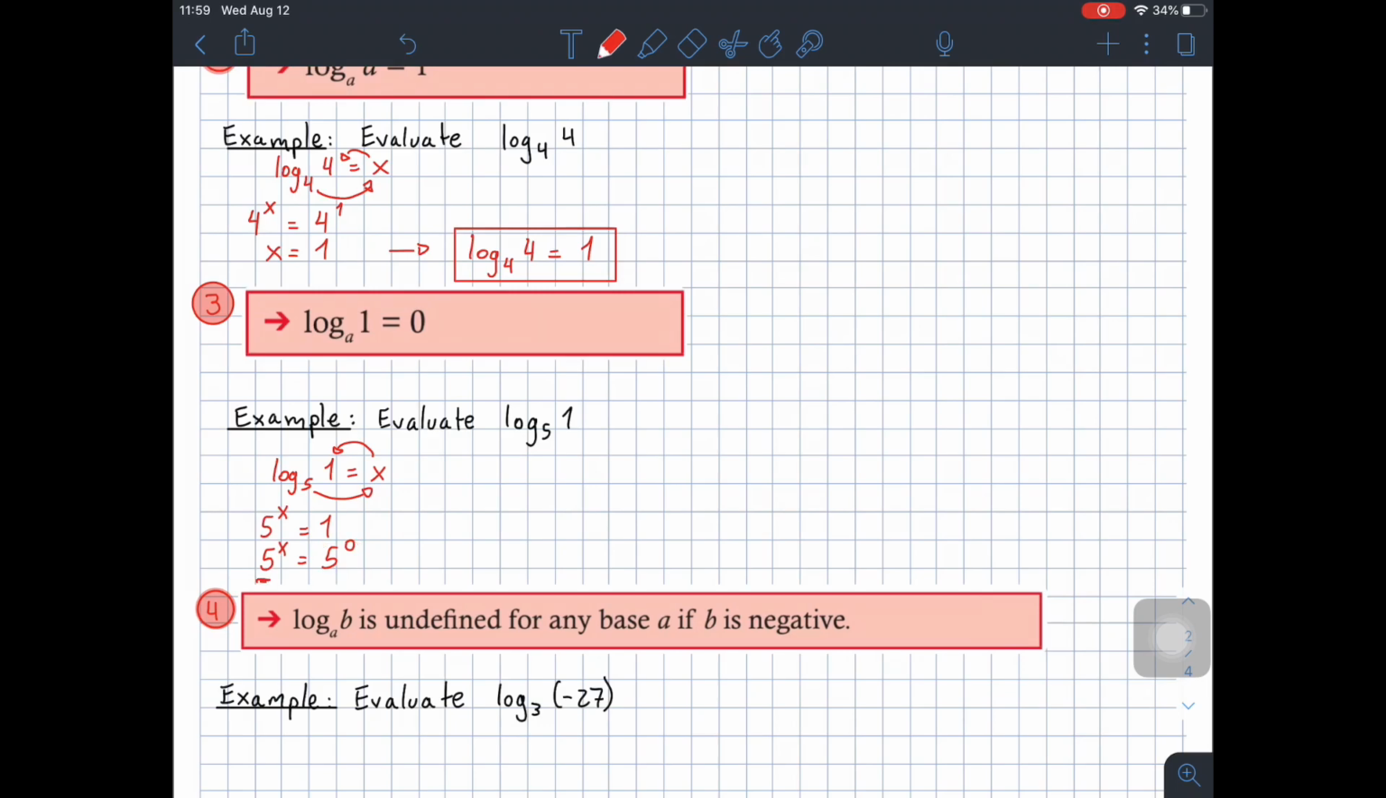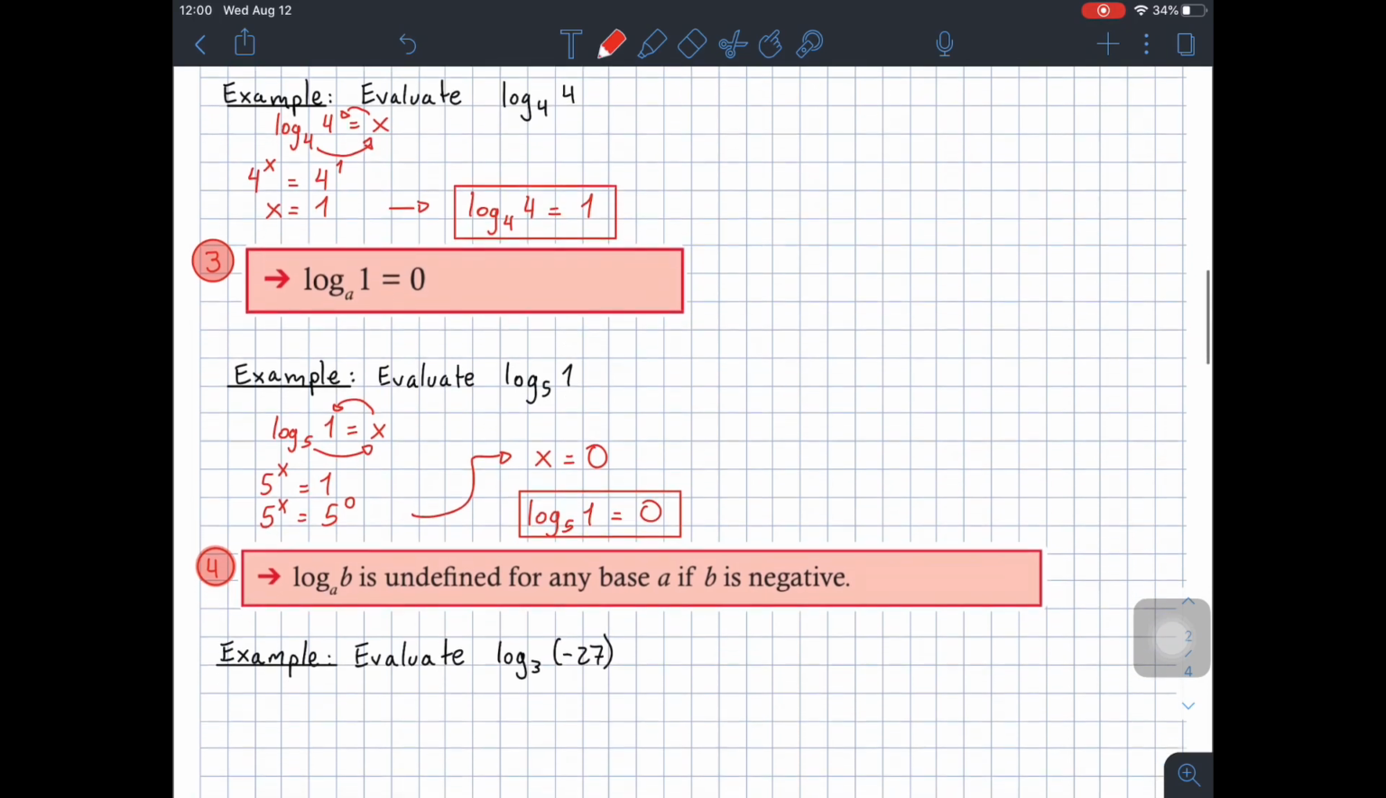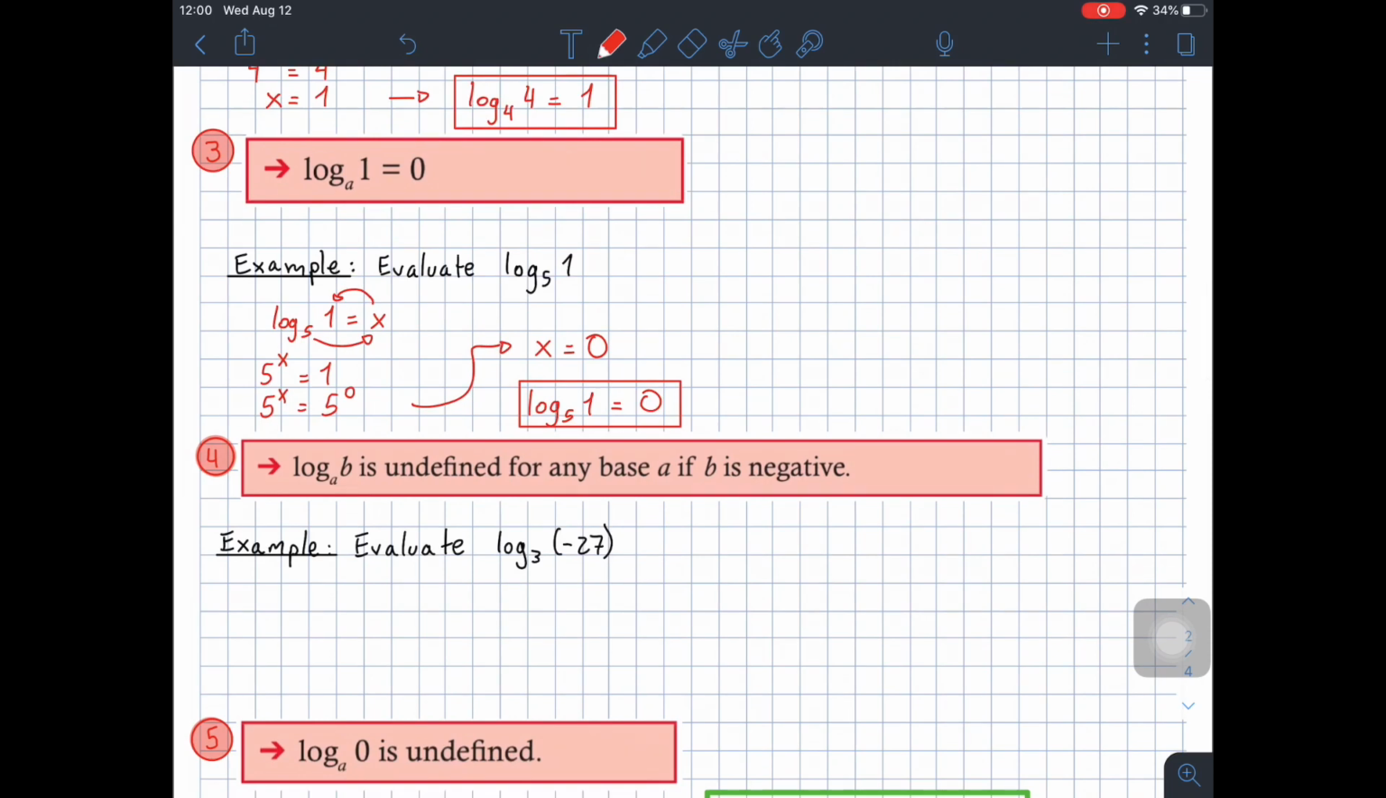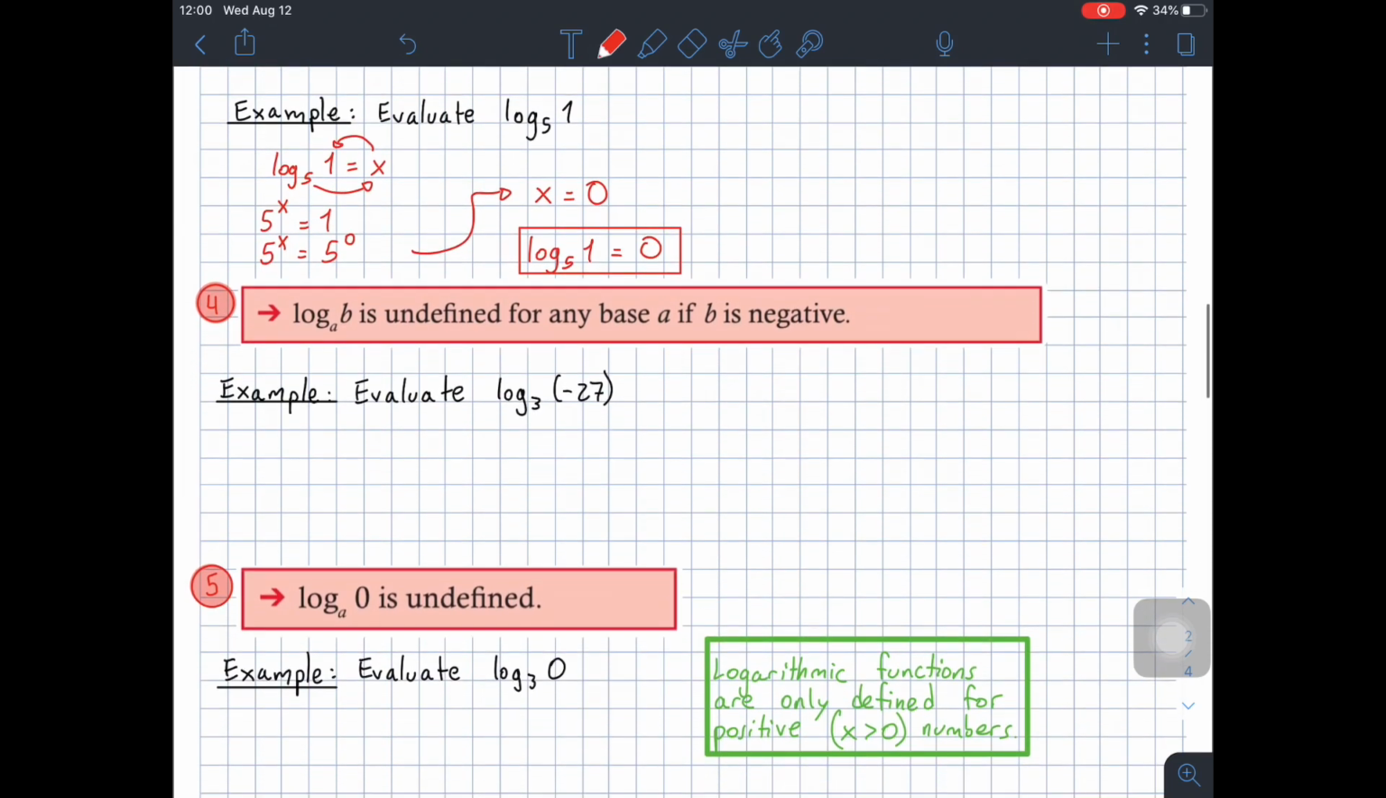So now that I have the same bases, I can equate the exponents, and we're going to get that x is equal to 0, right? And that means that log base 5 of 1 is equal to 0. So we prove that whenever the argument is 1, then the result of the logarithm is 0, okay? Property number 4. Log base a of b is undefined for any base a if b is negative, okay? So what happens when the argument is negative? We should get an undefined answer.